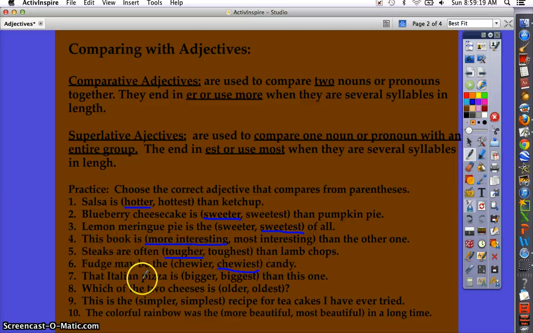Number seven, that Italian pizza is bigger or biggest than this one. Bigger makes best sense this time, comparing one Italian pizza to another one. Number eight, which of the two cheeses is older or oldest?